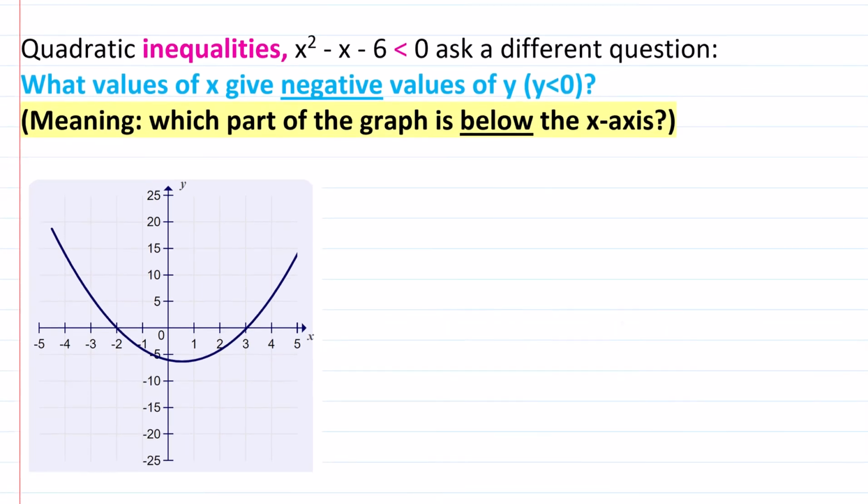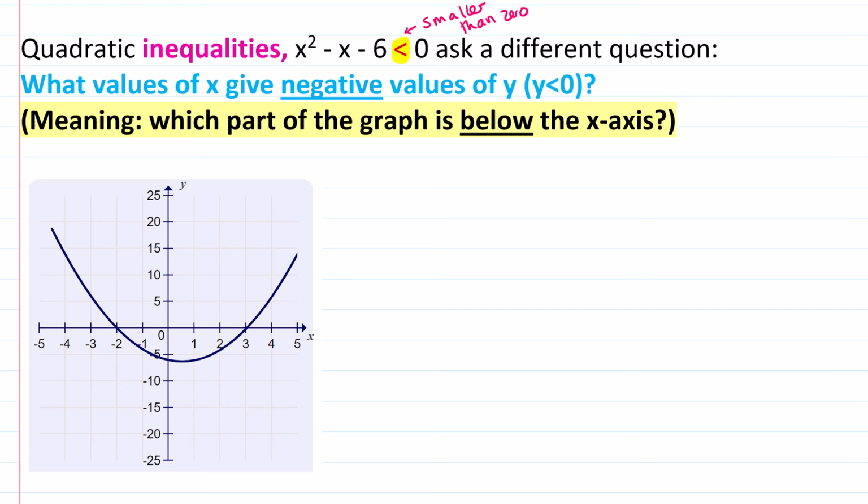Now, quadratic inequalities ask a different question. This particular inequality, using the same graph, is asking for values of x where it is smaller than 0, values of x that give y values smaller than 0. So what values of x give negative values of y? Y is smaller than 0.